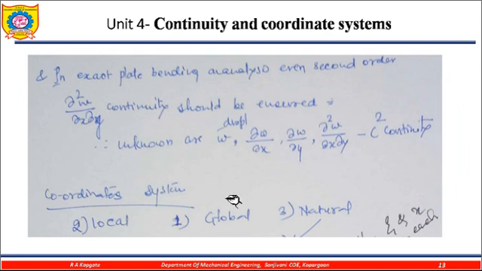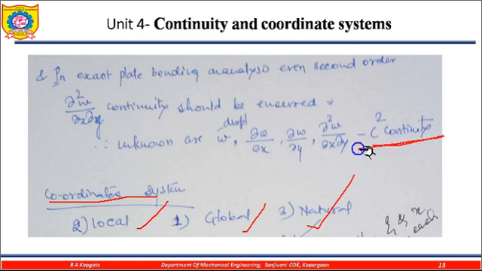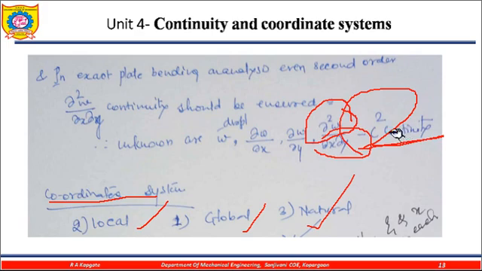Then we are knowing a coordinate system. So there is a local coordinate system, global coordinate system, and the natural coordinate system. Here we can define the continuity, that is the C2 continuity. Here you can see that the power is increasing, hence that is the C2 continuity.